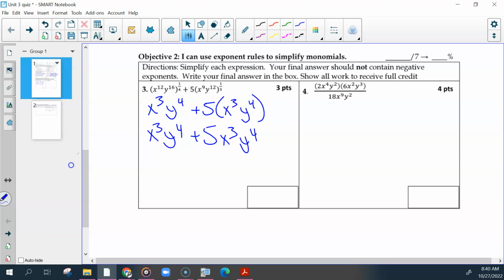Alright, and then combine your like terms. There's really a 1 here, so add the 1 and the 5 to get 6. Questions on that one?